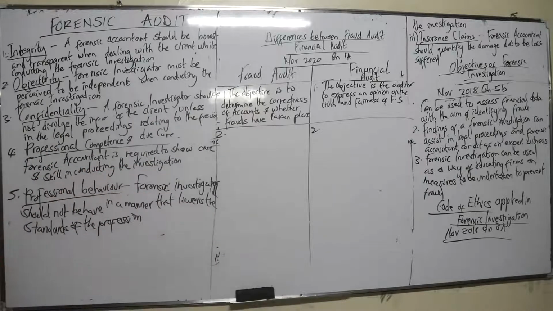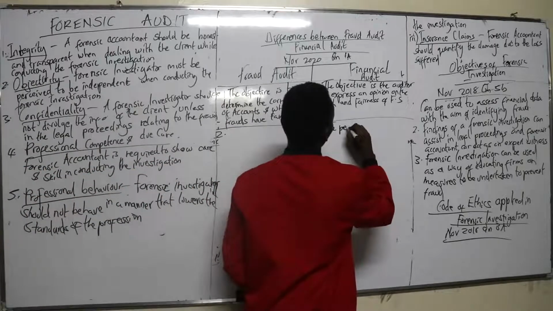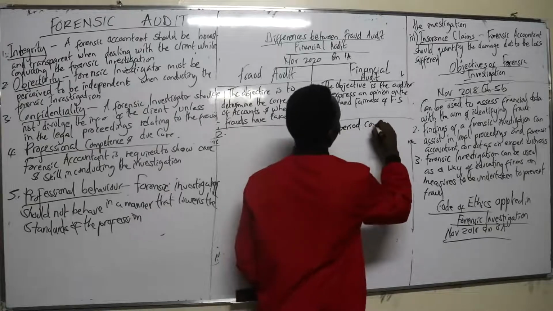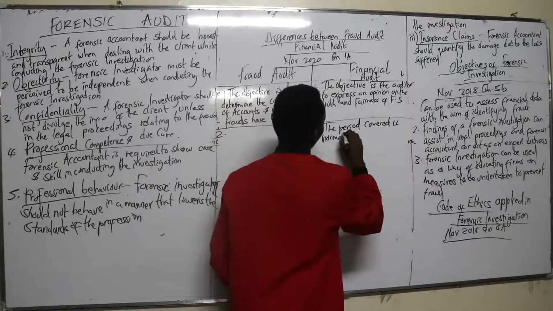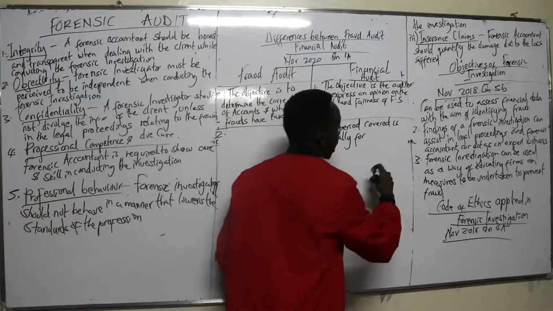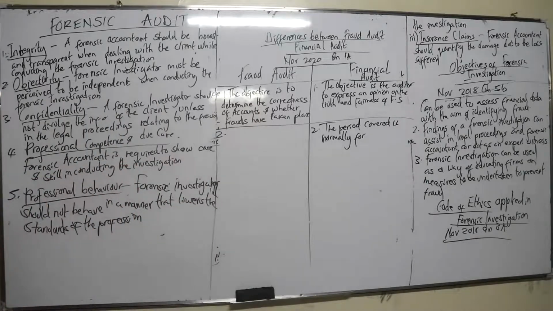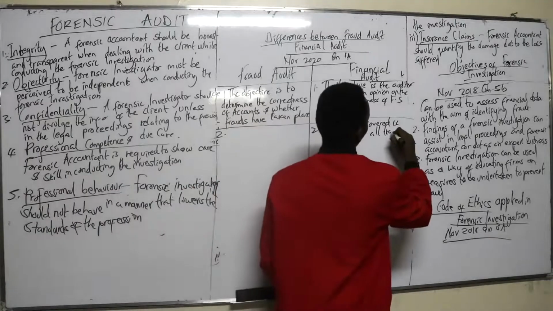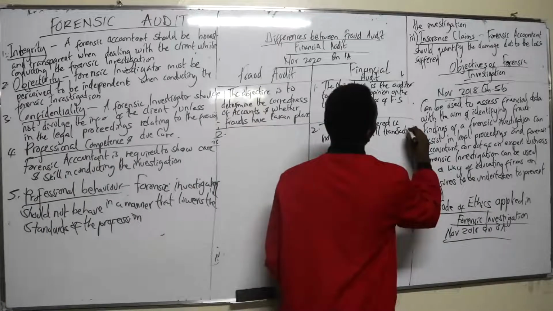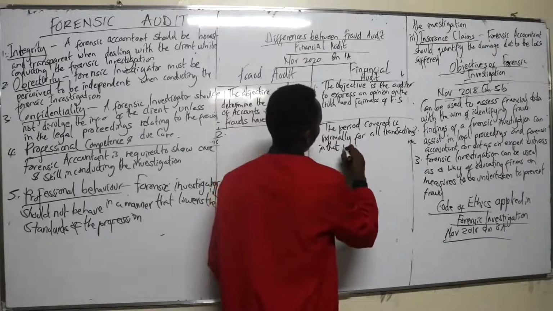The period covered is normally for that financial year in which the financial audit is being conducted. It is normally for all transactions in that particular year.